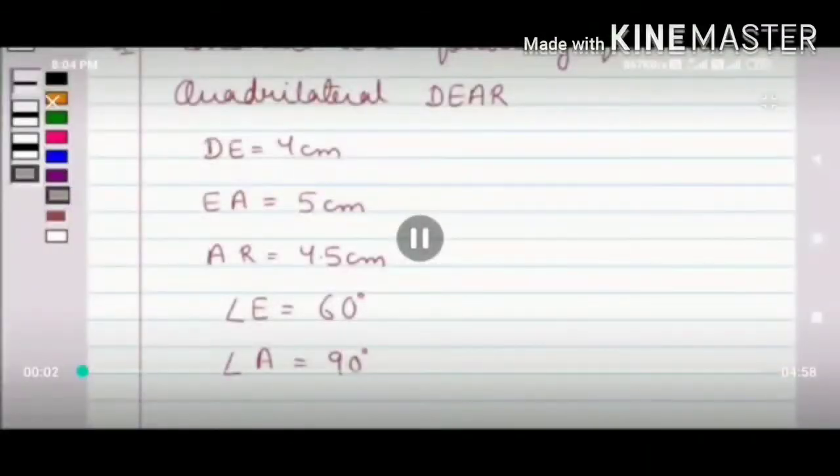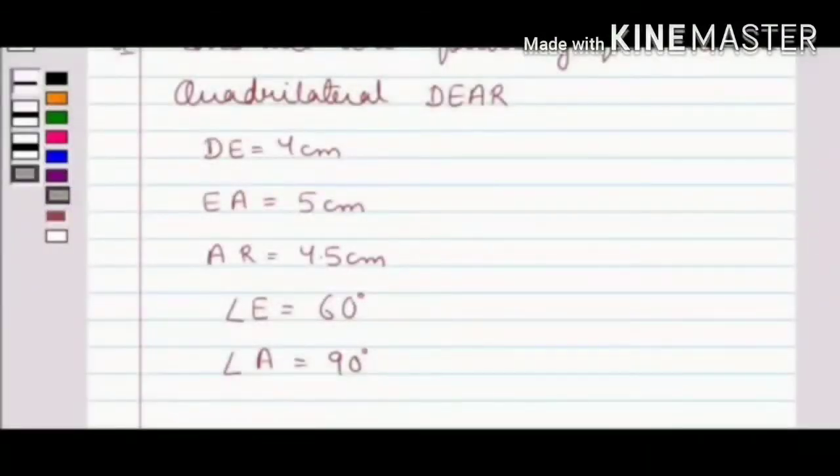Welcome to the session. Today I'll help you with the following question. The question says, construct the following quadrilateral DEAR, where DE is 4 cm, EA is 5 cm, AR is 4.5 cm, angle E is 60 degrees and angle A is 90 degrees.